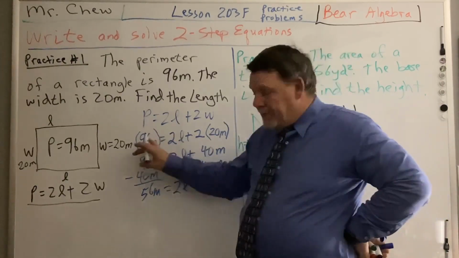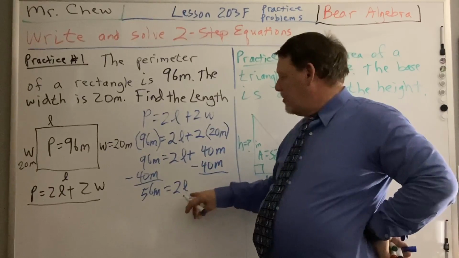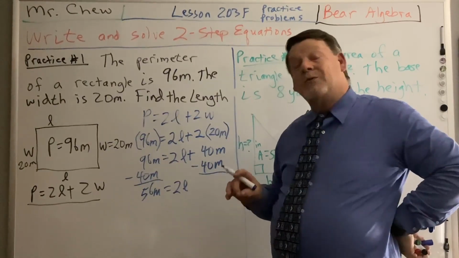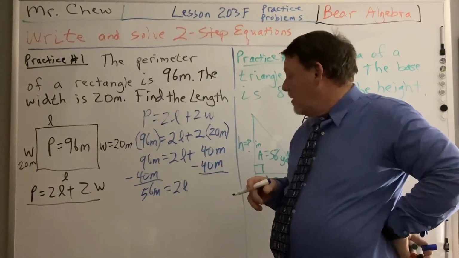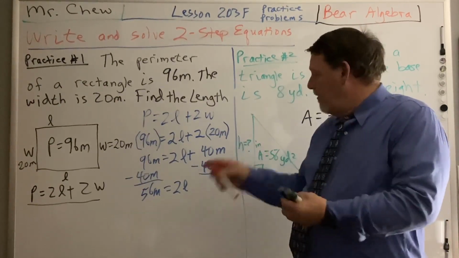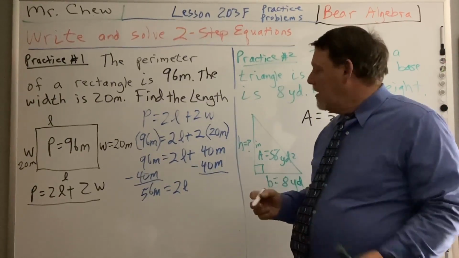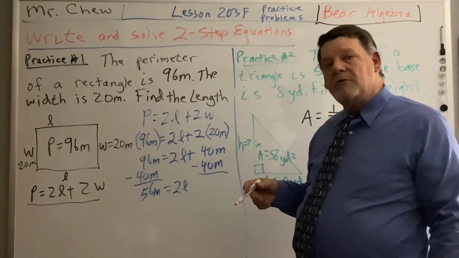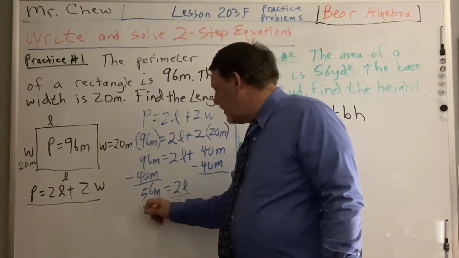There's your first step in a two-step equation. Here's your second step. 2 times L. I don't want that. I just want L. I want L to equal something or something to equal L. So I have to do the inverse of multiplying by 2. That is my next inverse operation. So that next inverse operation is division. So it's called the division property of equality.